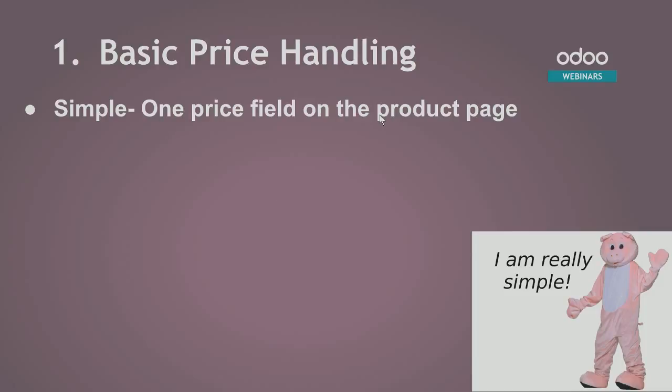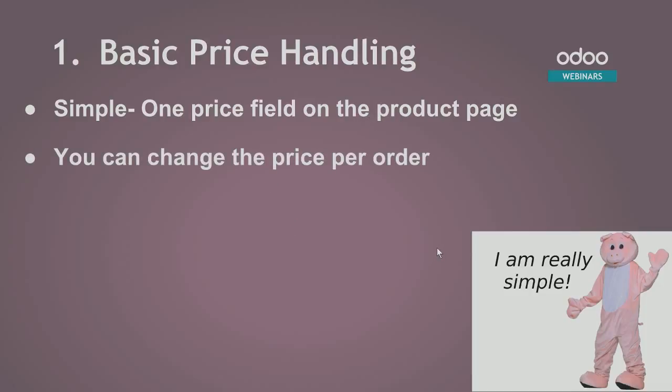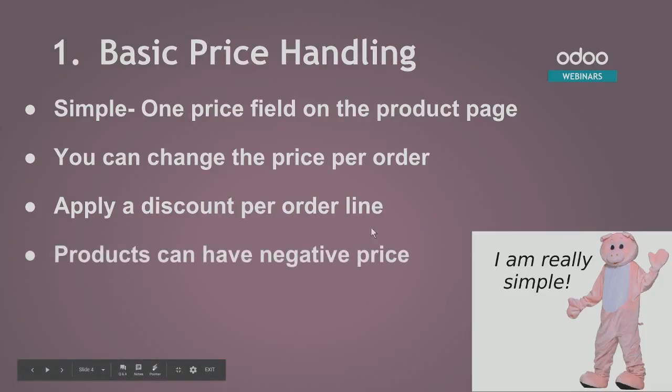It's just a field of data on the product page. And what you'll find is that on every individual order, you can override that and you can update the price. And I'll show you how you can do that and also what that does and doesn't do. You'll also see that you can apply discounts per order line. That's an aspect of the pricing if you need to do that.